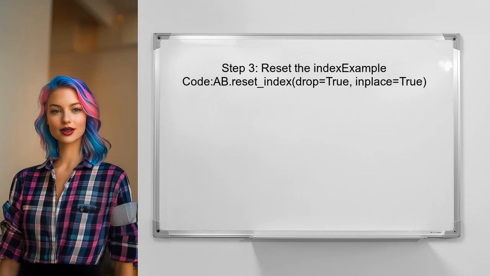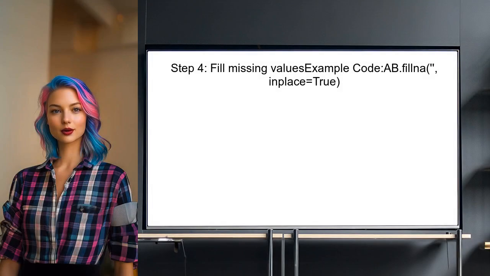After sorting, the user should reset the index of the data frame. This step will ensure that the index is sequential and reflects the new order of the rows. Finally, the user can fill any missing values in the data frame. This will help in maintaining a clean dataset, especially if there are gaps in the data.